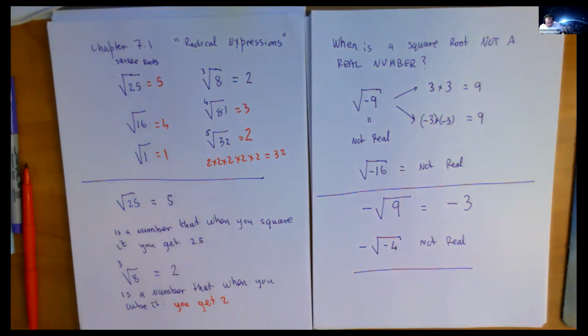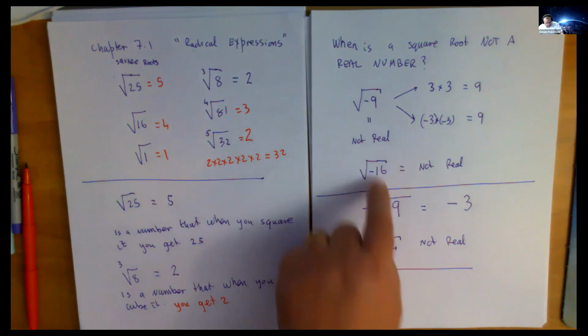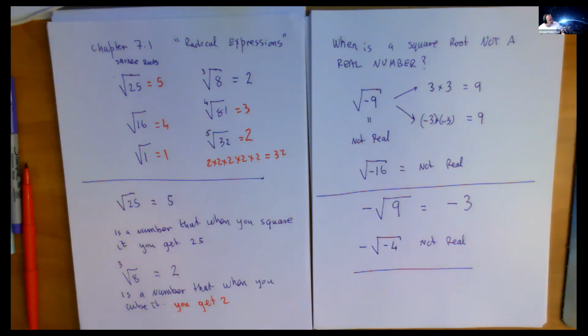So do we feel comfortable that if I gave you a square root of a number, if it was a nice number, you could do it in your head, and if it was not real, you would know when it was not real? Does that seem reasonable so far? With nice numbers.